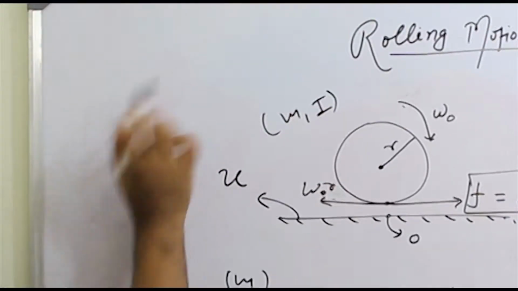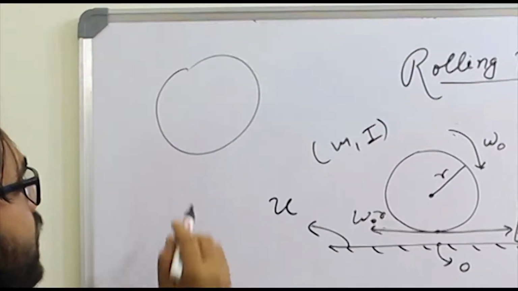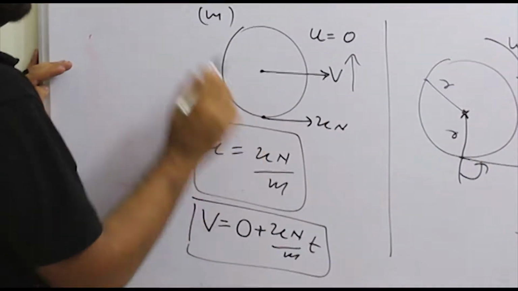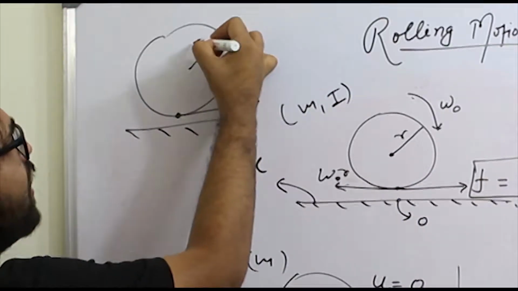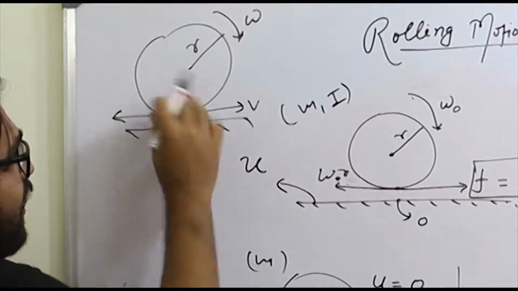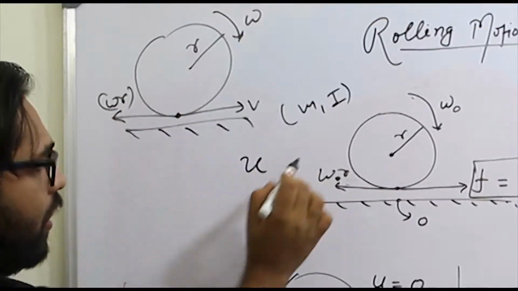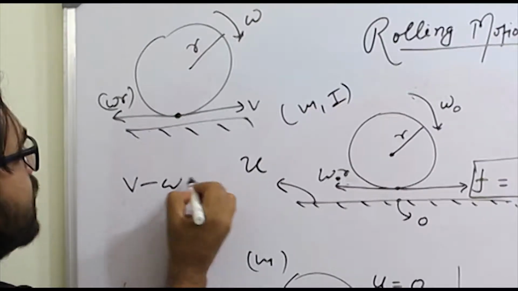Now think about this point. Let me show you here. Once you have understood this whole story, now focus here. So this was the ground, and what is the net velocity at this point? At any time, due to translation it is v, and if the angular velocity is omega, then due to the rotational motion, the velocity of this point is omega r. So the net velocity of this point at any time is v minus omega r.